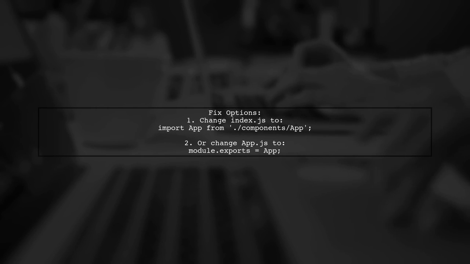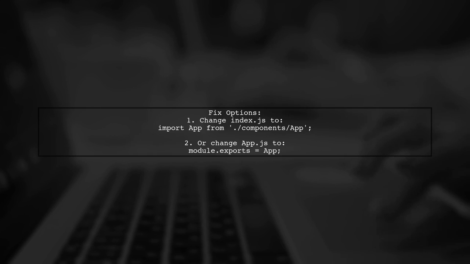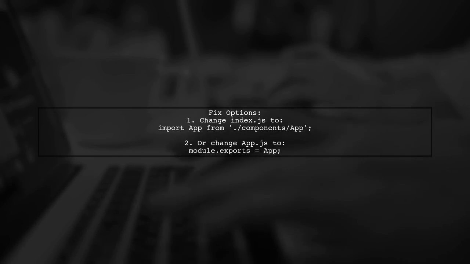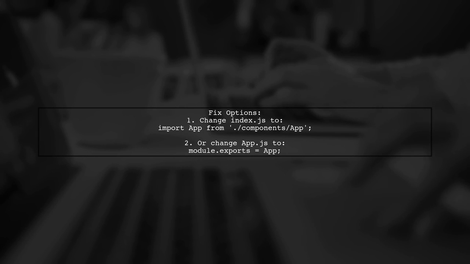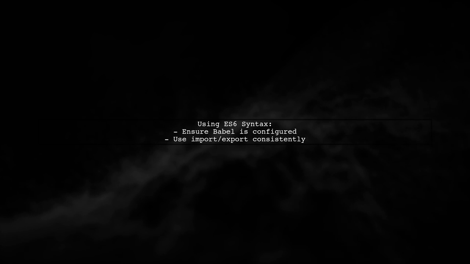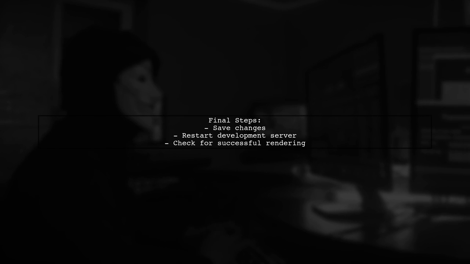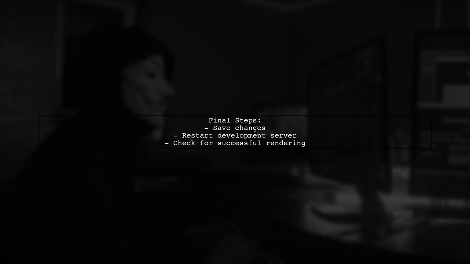To fix this, you can either change the import in index.js to use ES6 import syntax, or modify the export in app.js to use CommonJS syntax. If you choose to stick with ES6 syntax, ensure your environment supports it, or use a transpiler like Babel to convert your code. Finally, after making these changes, save your files and restart your development server. This should resolve the error and allow your App component to render correctly.